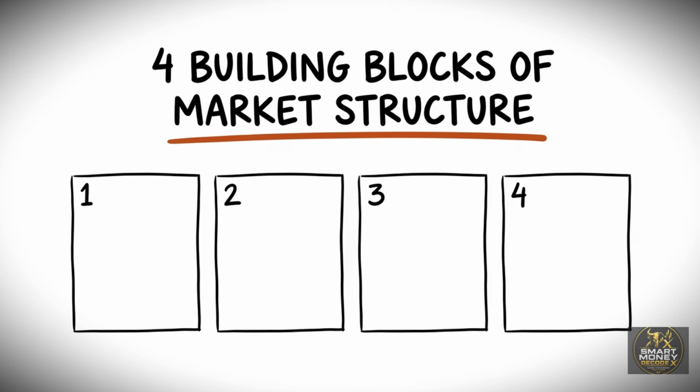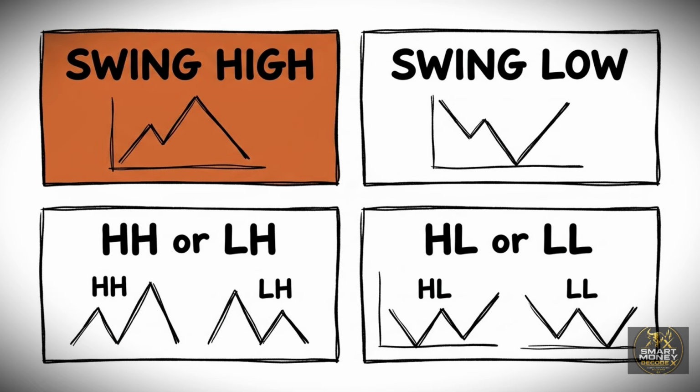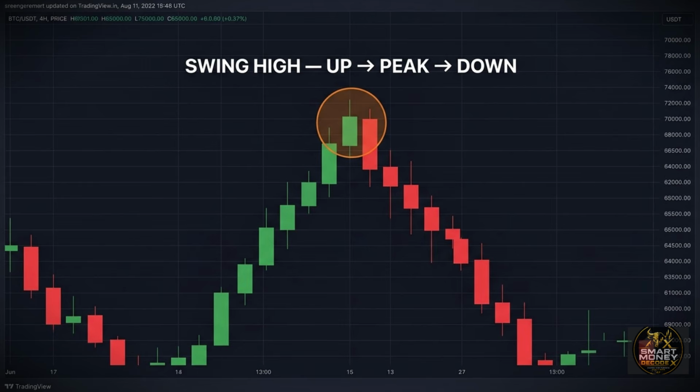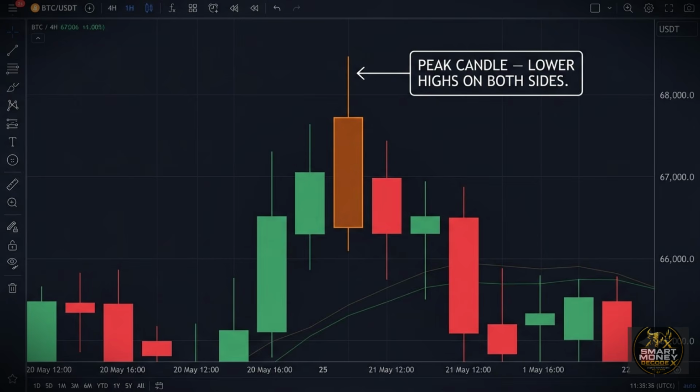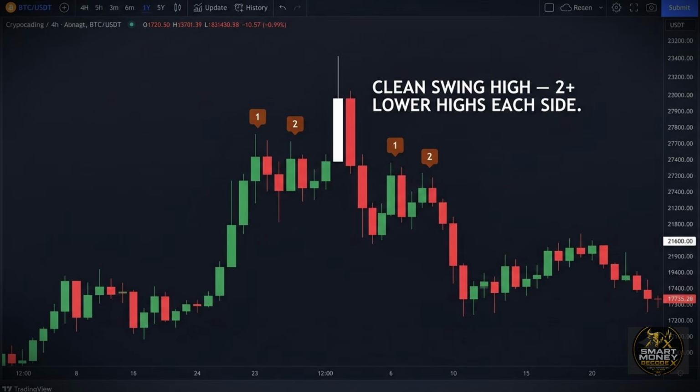The 4 elements of market structure. Market structure has 4 building blocks: the swing high, the swing low, the higher high or lower high, and the higher low or lower low. Understanding each one is essential before we talk about how they combine. A swing high is a price point where price moved up, reached a peak, and then moved back down. The candle at the peak had a lower high on both sides. Price went higher, then rejected, and went lower. A clean swing high has at least 2 lower highs on each side. The more candles on each side that are lower, the more significant the swing high.